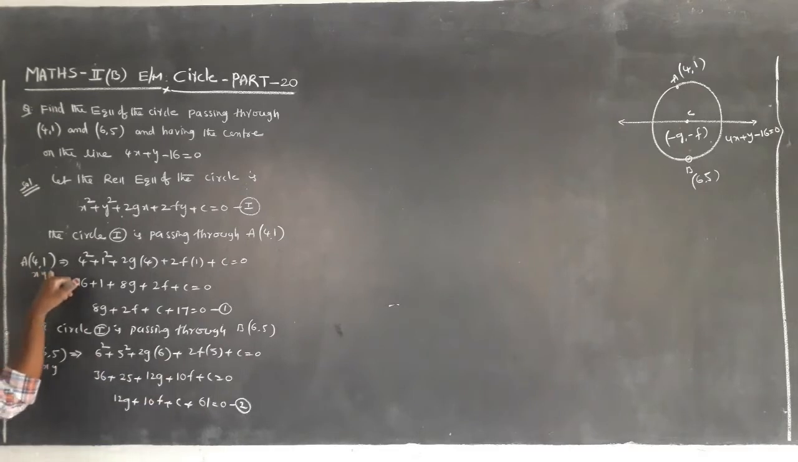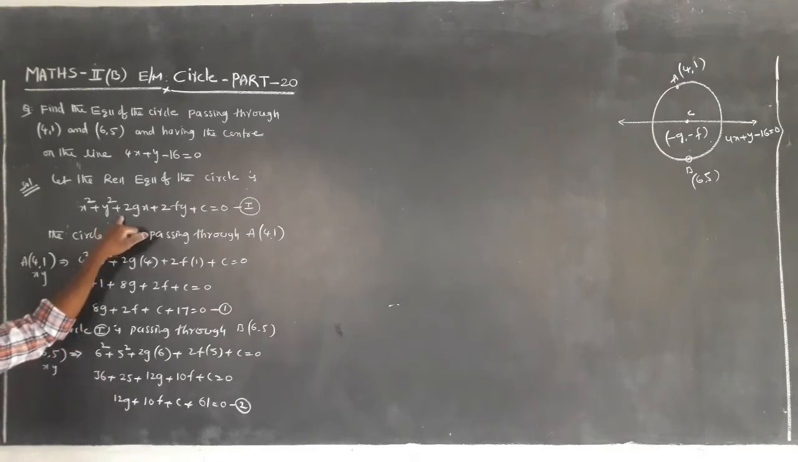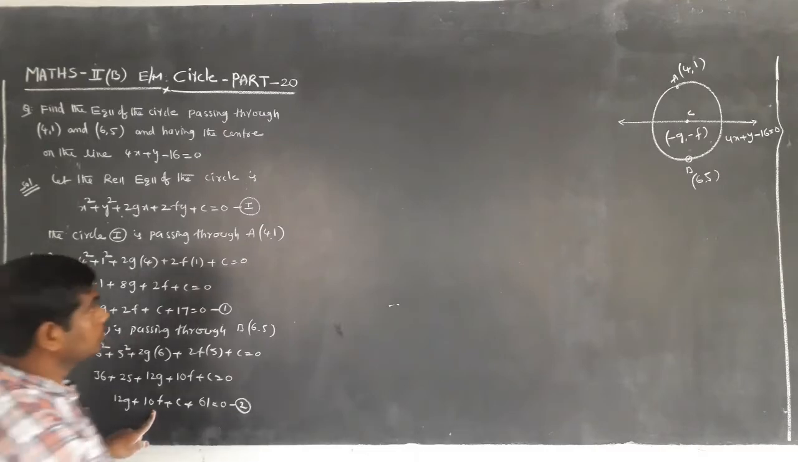Substituting A (4, 1) which lies on the circle gives condition number 1. Again, B point (6, 5) lies on the circle; substituting (6, 5) in equation number 1, we get equation number 2.